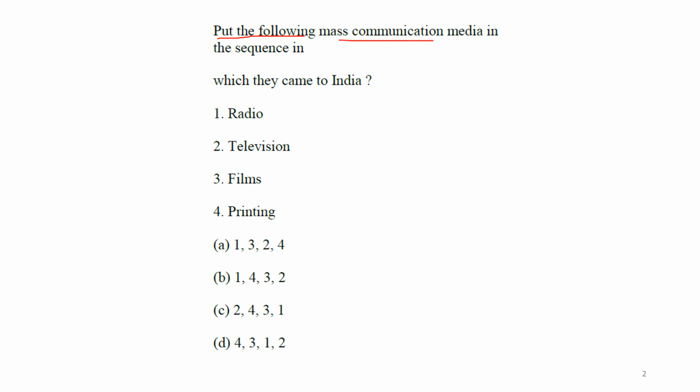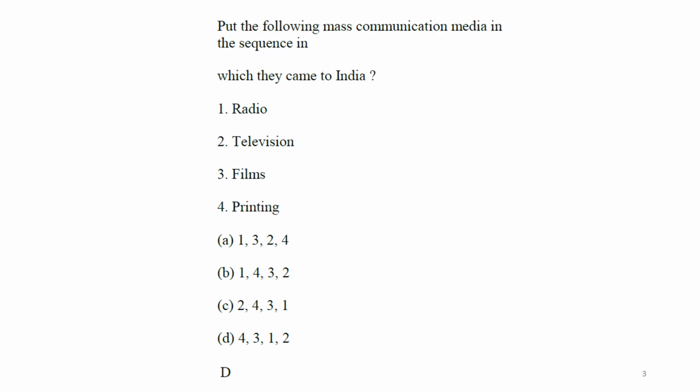Put the following mass communication media in the sequence in which they came to India. We have to tell which one came first and which one came last. Radio, television, film, printing. First came printing, after that film, then radio, and then television. So as per this, the answer will be D.